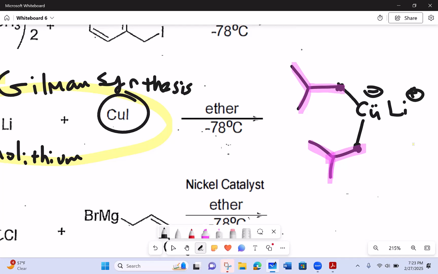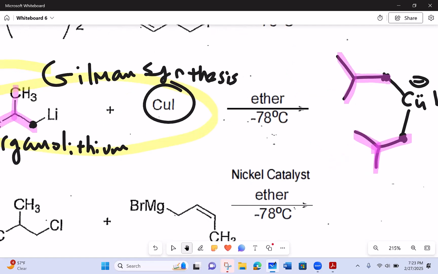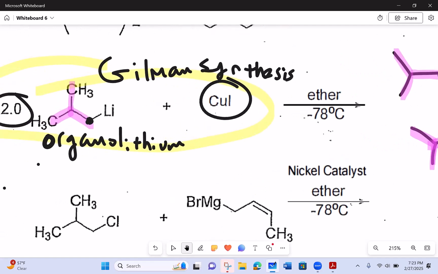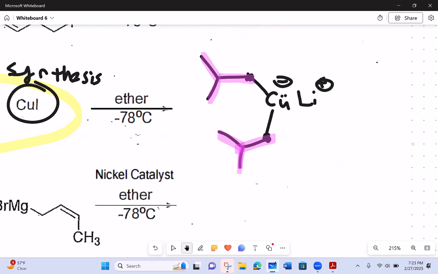Since you had 2 lithiums on the other side, because of the stoichiometry, it's 2 to 1. The other lithium is just going to end up with your iodide. So it'll be that plus lithium iodide. That's not something I care about, but I just want to point out that it is what it is. So this is an example of a Gilman.